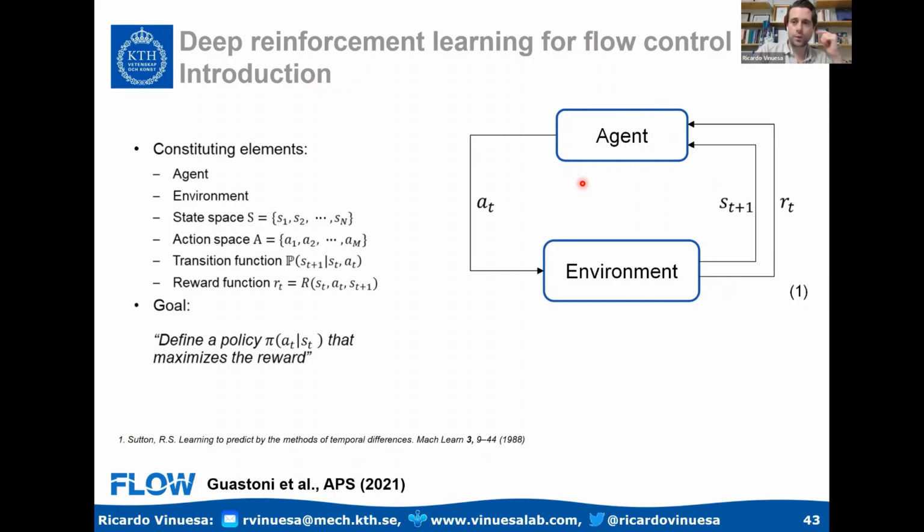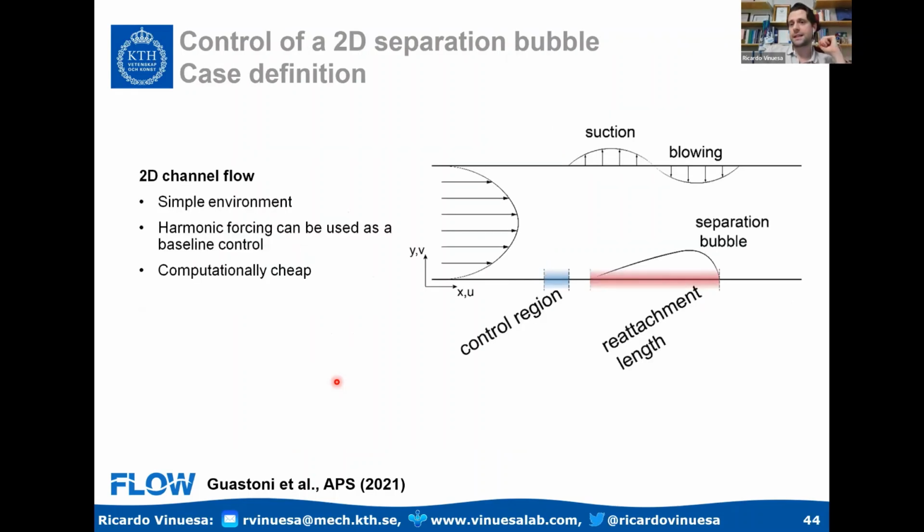Now, what we can do with reinforcement learning is to define a policy pi, which gives us the set of actions A, which are optimal given the state of the system, so as to maximize the expectation of the reward in the long term. This is work performed also by Luca Guastoni from my group, and this was presented last year in the EPS. There are several publications coming up on this work. And what we want to show is a first simple example of a 2D channel where we induce a separation bubble.